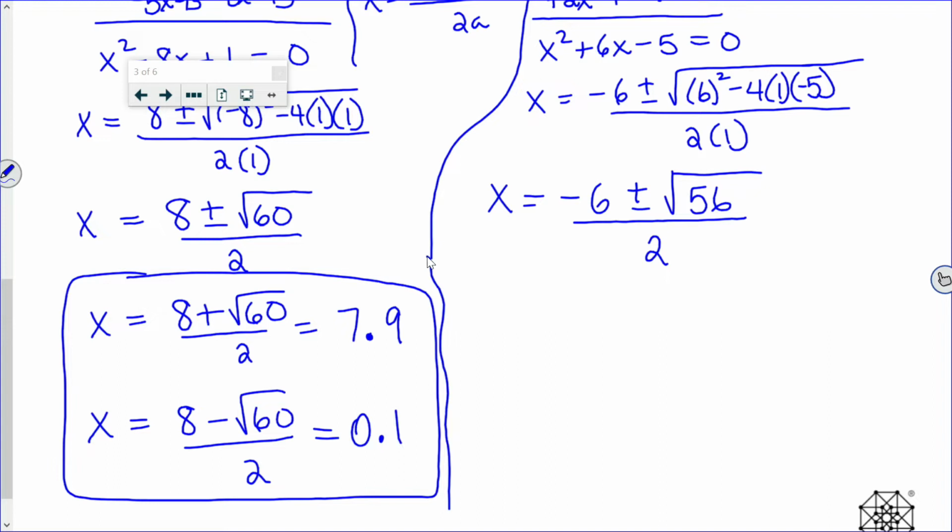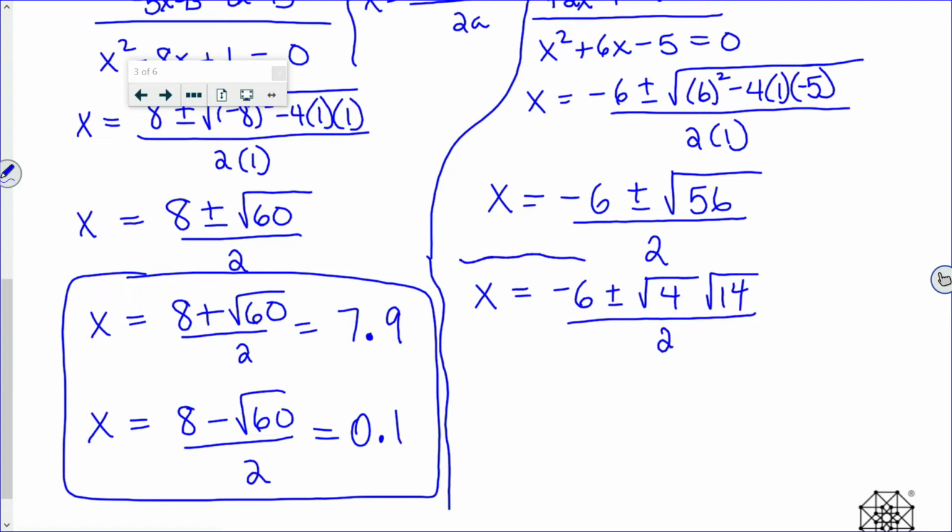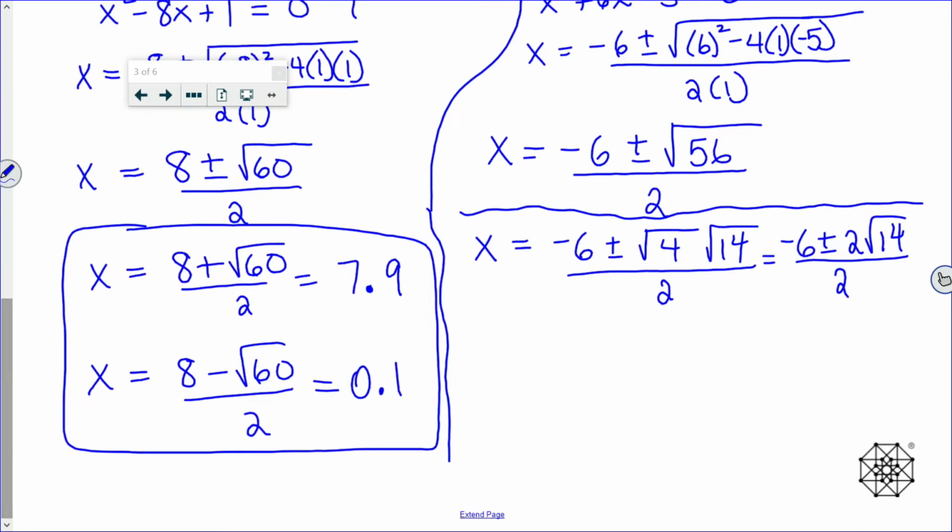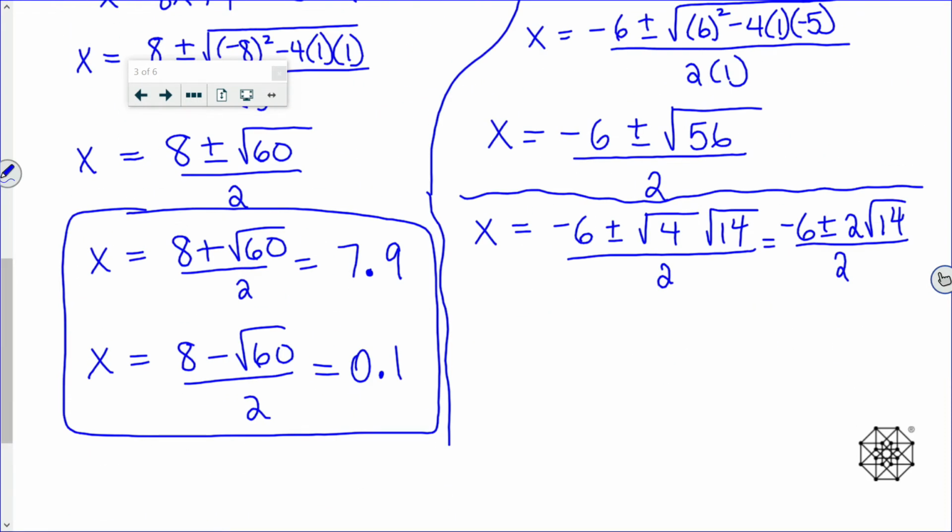All right, now we've got to do the simplifying. Now, you just saw, I was looking to see if 56 was divisible by 4, and it is. 4 goes into 56 14 times. That's our biggest perfect square that goes into 56. I know that because no other perfect square goes into 14. So I can now rewrite this as negative 6 plus or minus 2 times the square root of 14, all divided by 2. And as my final step, I need to now distribute the division by 2. X equals negative 6 divided by 2 plus or minus 2 divided by 2 times the square root of 14.